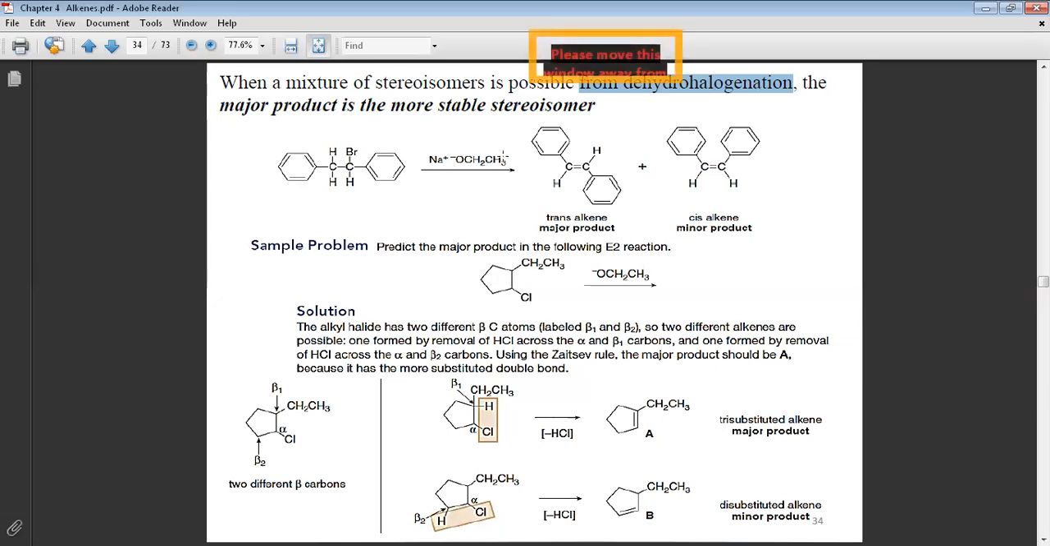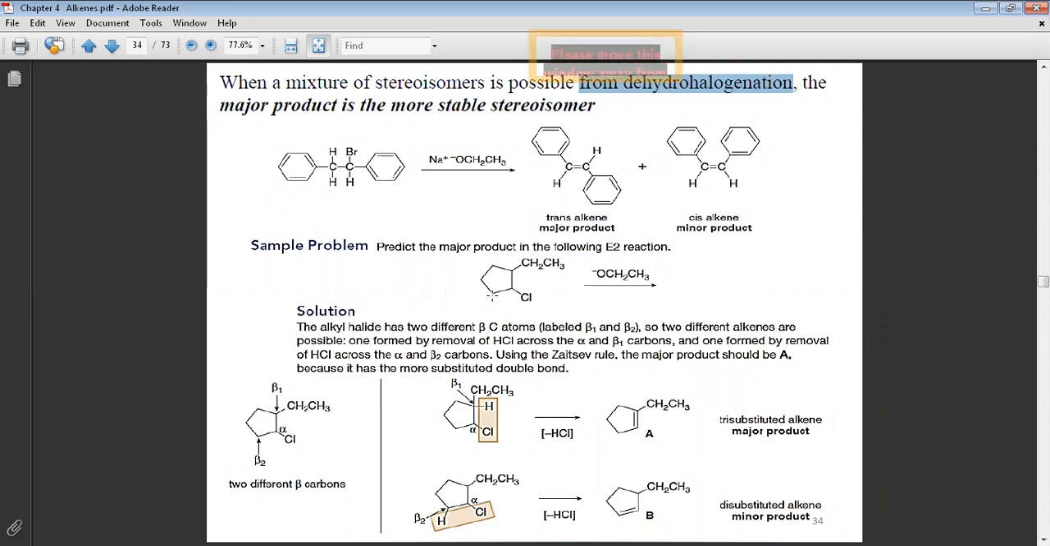Now, he said predict the major product of the following E2 reaction. You have this E2 reaction, that means an elimination reaction. Where is the leaving group? This is the leaving group. Where is the beta carbon? This is the alpha carbon. We have beta here and we have beta here.